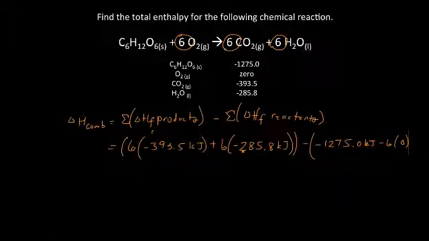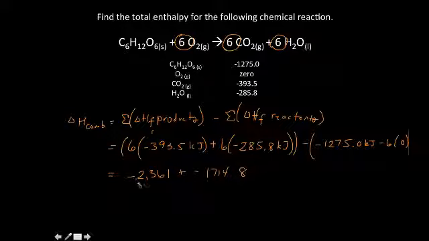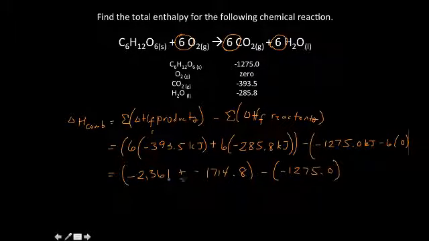As we go ahead and pop this into the calculator, I like to do it piece by piece just to make sure that you're getting all the right values before we add them all together. So 6 times negative 393.5 is going to result in negative 2,361. 6 times negative 285.8 kilojoules, that's going to be negative 1714.8. We'll add those up later, and then we're going to subtract that from negative 1275.0. Make sure you guys are distributing properly.